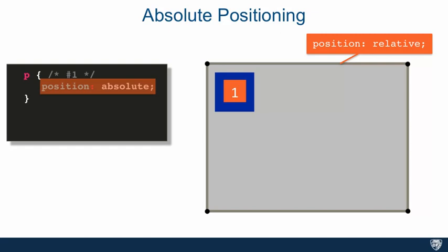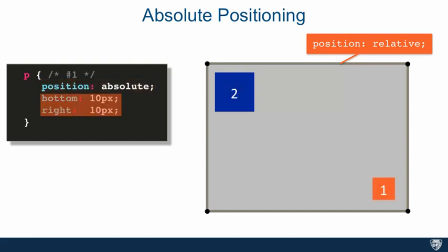Since element 1 is no longer part of the document flow, element 2 doesn't think it's even there. Now, if we do some offsets, and in this case we're doing bottom right offsets, we're going to be relative to our container element, since that container element's position is set to relative, and we're going to do from bottom 10 pixels and then from right 10 pixels over. And that's how we end up with this number 1 box being in the bottom right of our container element.